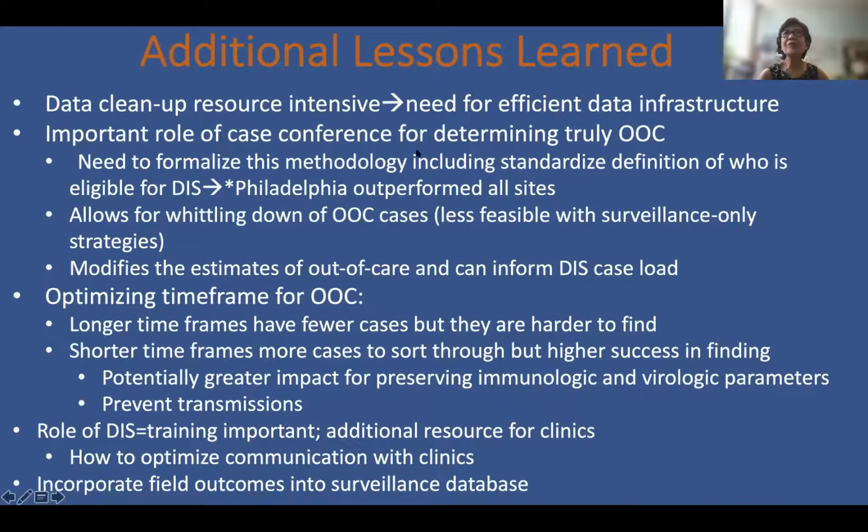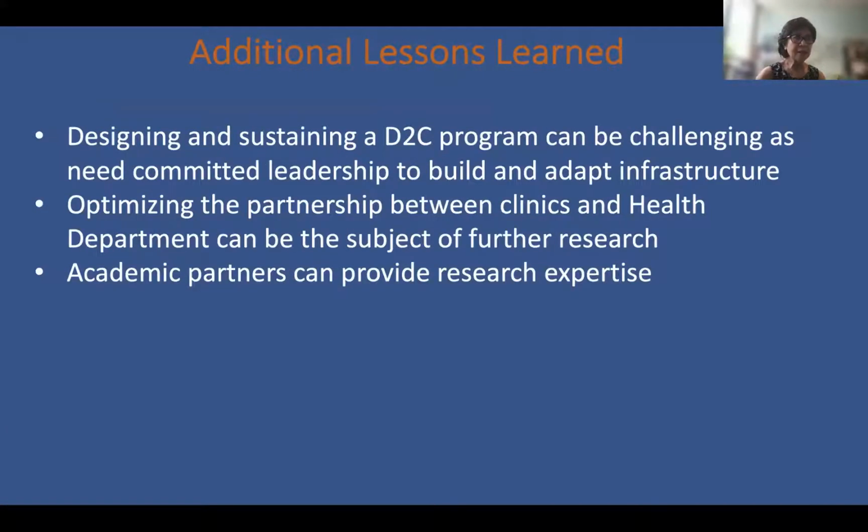This is what Jen alluded to: what is the role of the case conference for determining truly out of care? This was formalized by Philadelphia, and it's a structured telephone call. Every month or every quarter, each clinic meets with the health department representative, and they go through a checklist of things they want to know about the people who have been identified as out of care through surveillance. They just go down the list, it's very easy, and at the end of the list they have the plan for who the DIS are going to go after.